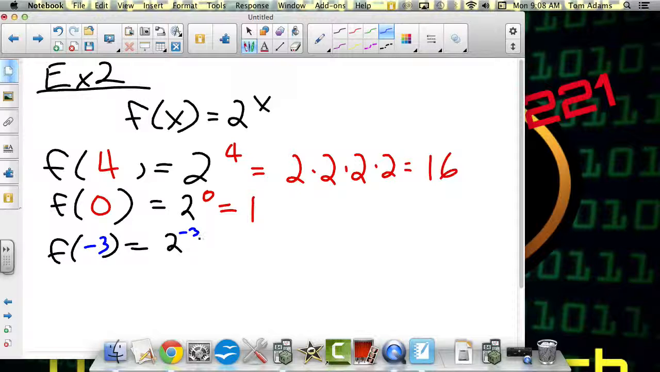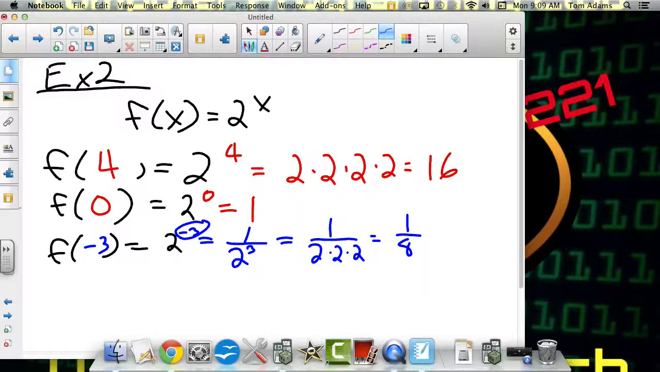So now remember with that one, it's going to be 1 over 2 to the positive 3. That's how I get rid of the negative exponent. And then that would be 1 over 2 times 2 times 2, which would be 1 over 8. And there's some extra examples written in the book.